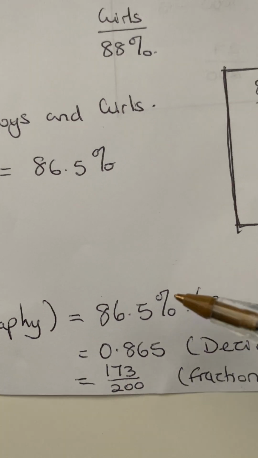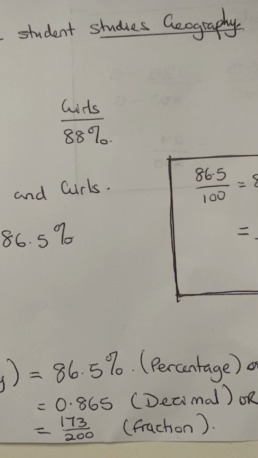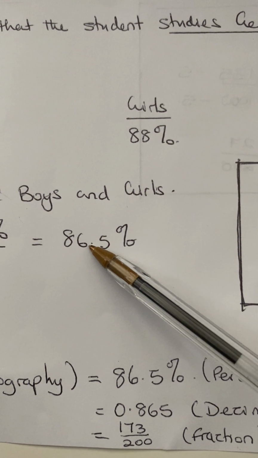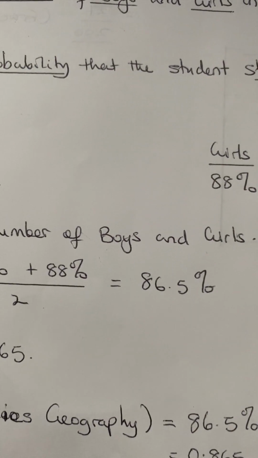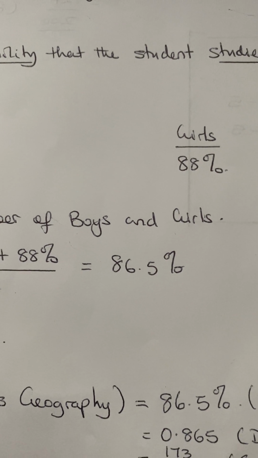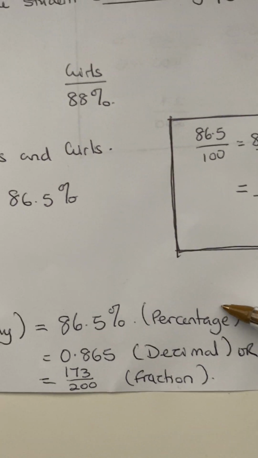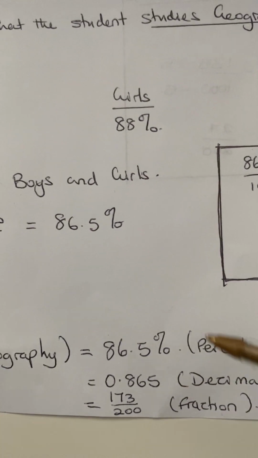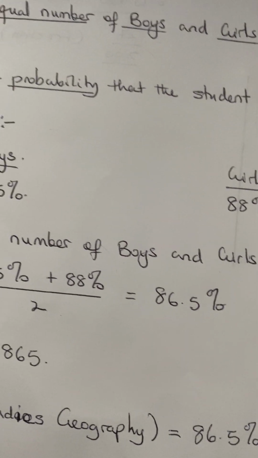But if I haven't been specifically asked and it's an exam, I'm not going to go any further from here. That will be it, 86.5%. That's how I'm going to leave my answer. Unless they say leave your answer as decimal or fraction, I won't go any step further. I'll still get my full marks.